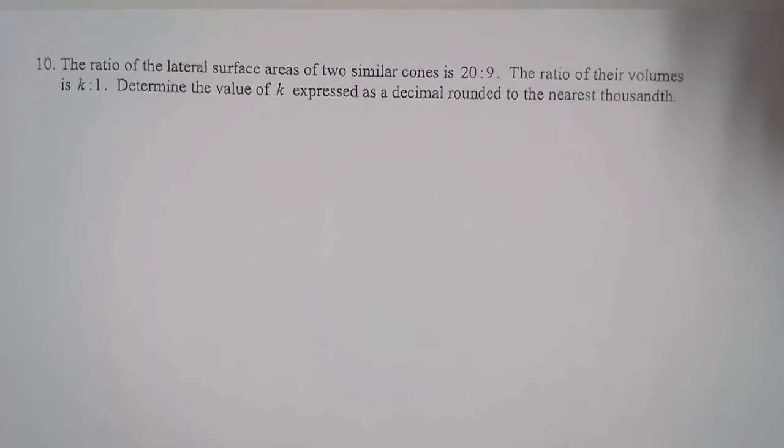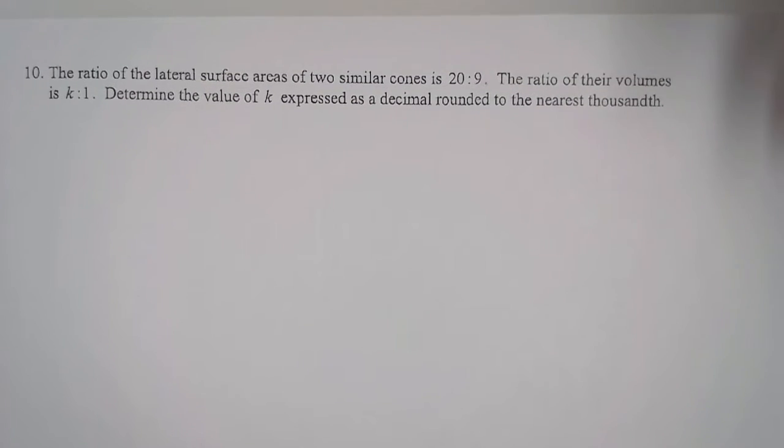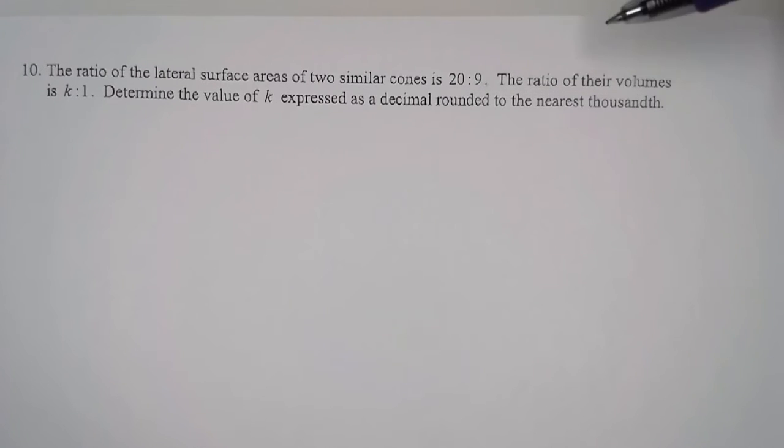In this problem, it says the ratio of the lateral surface areas of two similar cones is 20:9. The ratio of their volumes is k to 1. We want to determine the value of k expressed as a decimal rounded to the nearest thousandth.